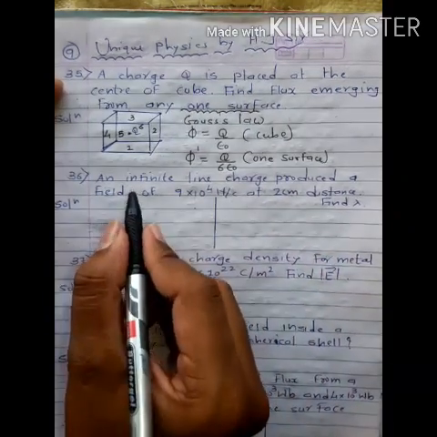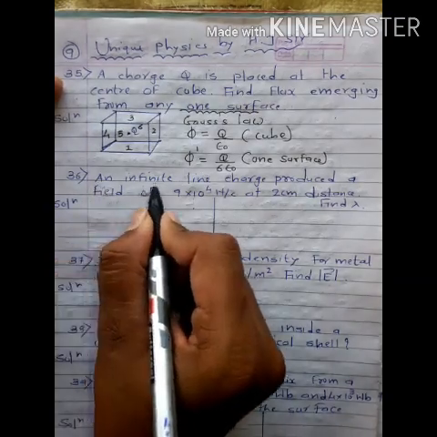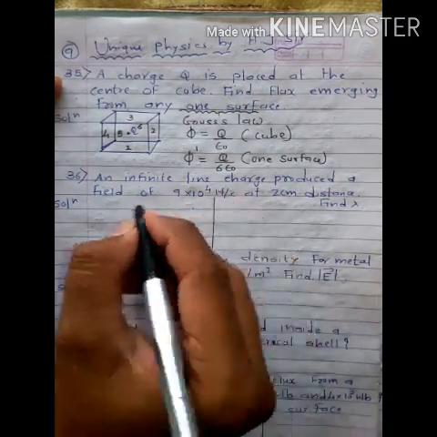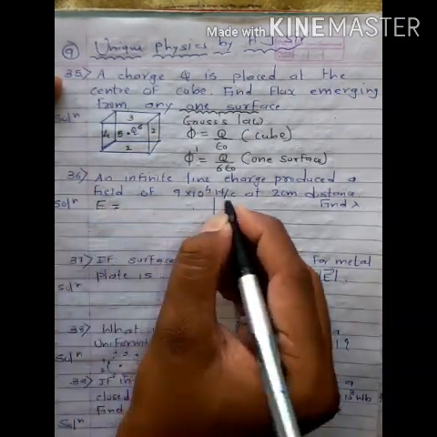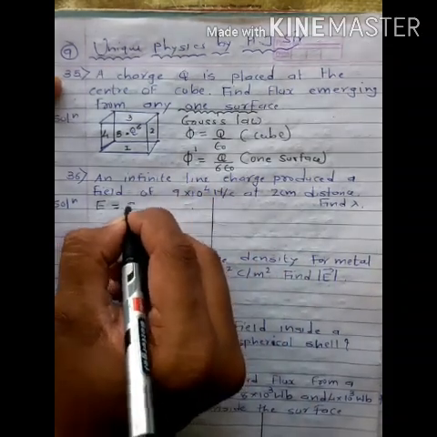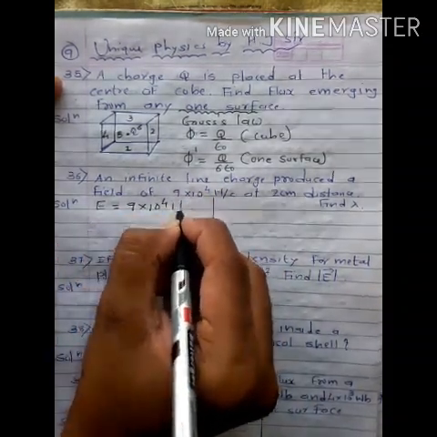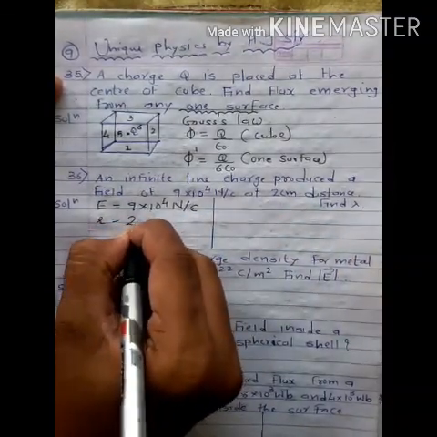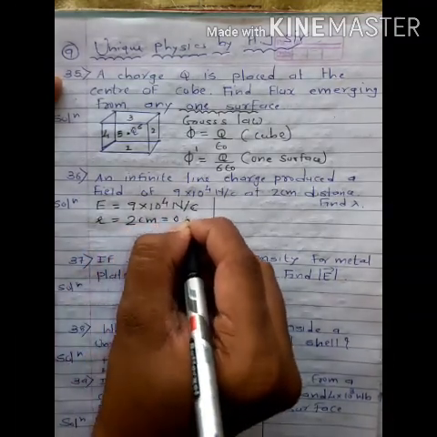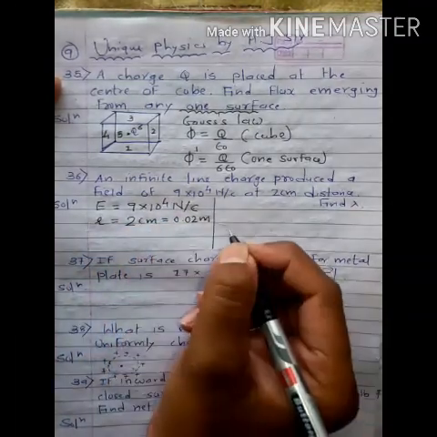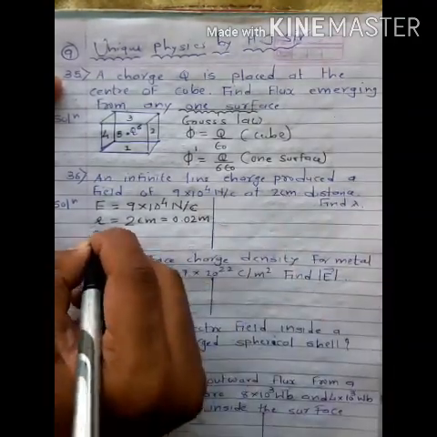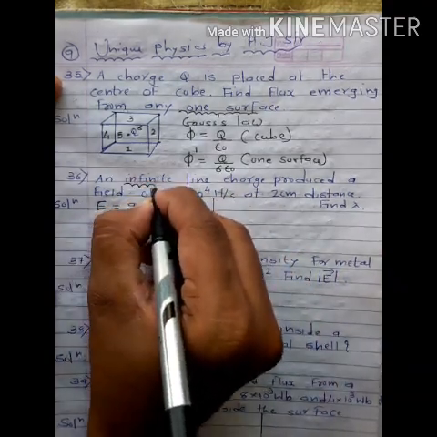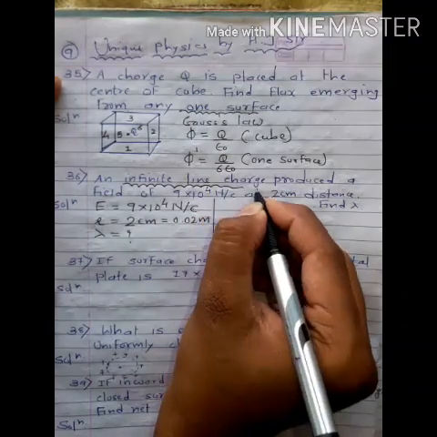Clear? Next MCQ 36. An infinite line charge produce a field of 9 into 10 raised to 4 Newton per coulomb. Means electric field of infinite line charge is given 9 into 10 raised to 4 Newton per coulomb at 2 centimeter distance. So distance is given 2 centimeter. 2 centimeter means 0.02 meter. Find lambda. Lambda means linear charge density. Clear?